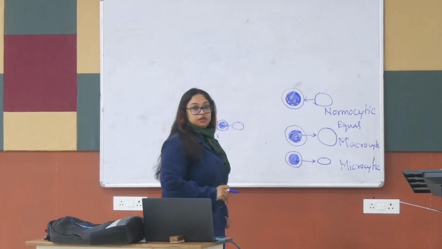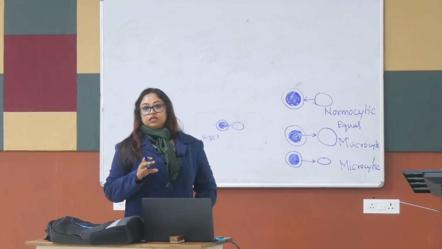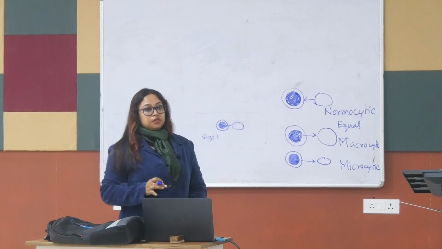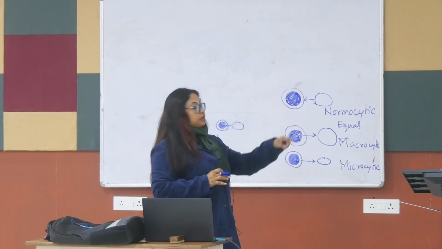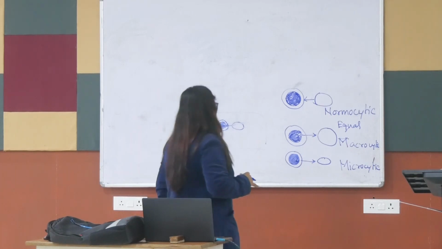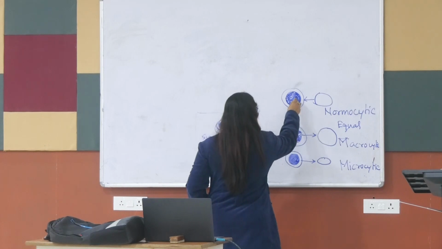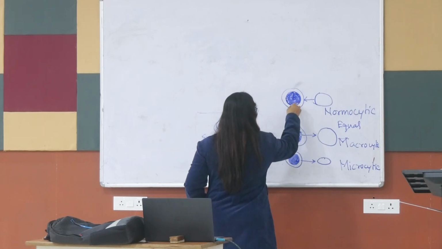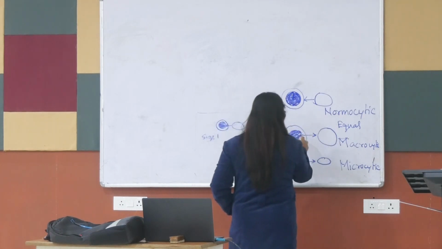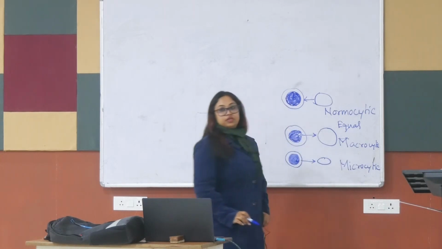So, it is clear, we are comparing the size with the nucleus of a small lymphocyte on a peripheral blood smear. How these terms macro, micro and normo came, I am explaining that. Normocytic is when the size of the RBC is equal to the size of the nucleus of a small lymphocyte. When the RBC size is bigger than the nucleus, that is macrocytic, and when the size is smaller, it is microcytic.